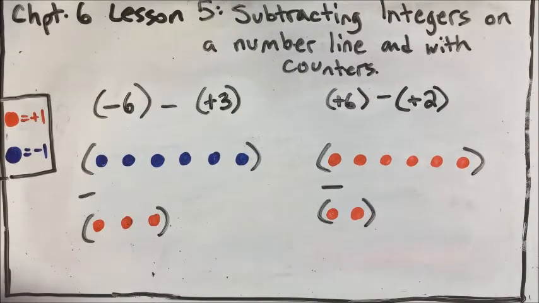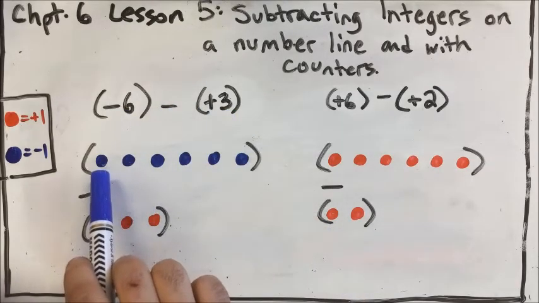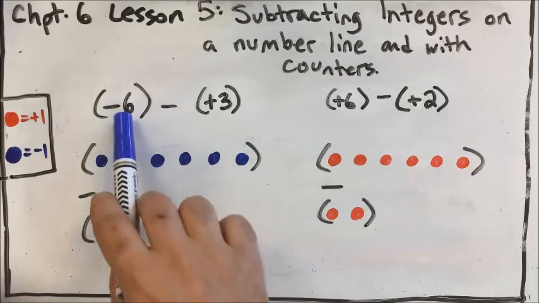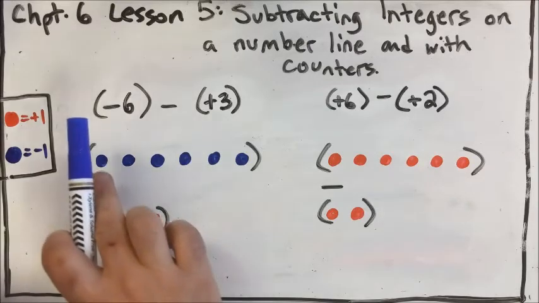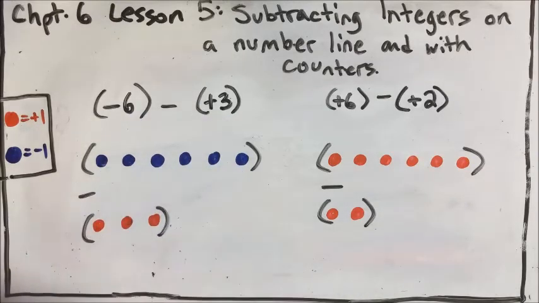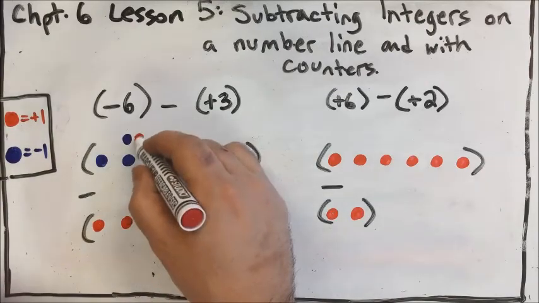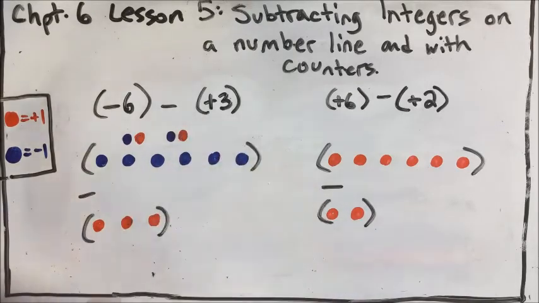Our next two examples are negative 6 subtract positive 3. In this example, I have my blue counters, which represents negative 6 on the top or the left side. Subtract positive 3, 3 red counters. Remember, I have to get rid of these three red counters, but I cannot do it yet because I do not have any red counters on the top. So I have to add in 3 zeros. So I have 3 red counters available for me.